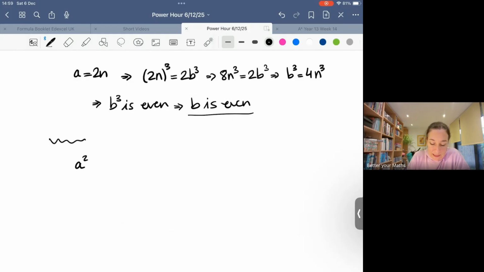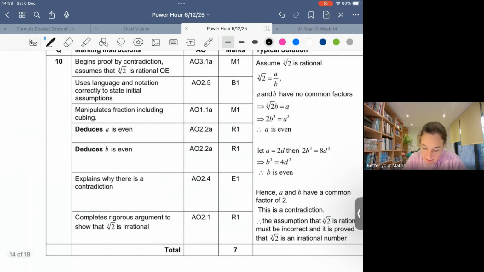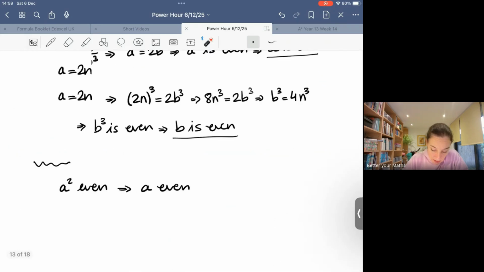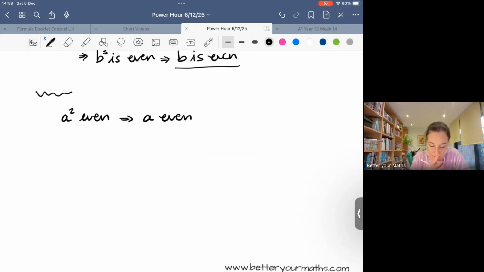So if a squared is even, I'm going to prove that a is even. You don't have to prove it in the questions. You can know that. So you can just say because a squared is even, a is even, or because a cubed is even, a is even. Let me show you the mark scheme. Look: b cubed is even, a cubed is even, that means a is even. You can just write that straight away. Let me show you how, very quickly, if you have a couple of minutes.